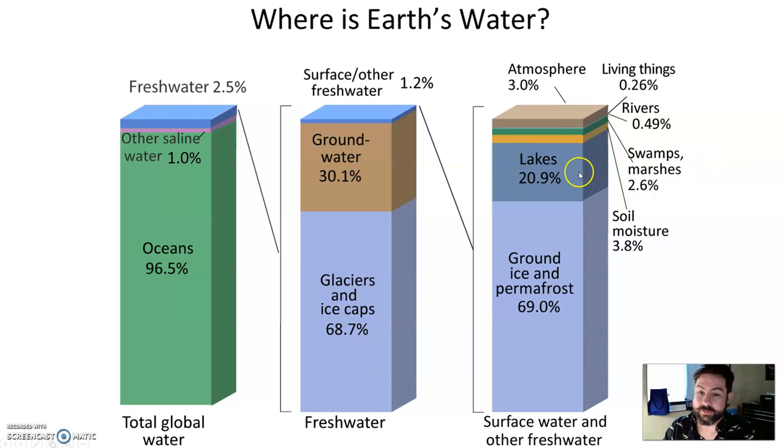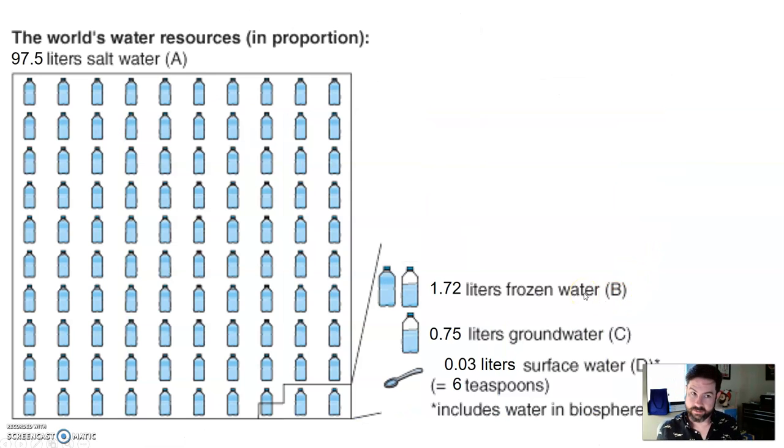So, only 0.9% of 1.2% of 2.5% is lakes. Then we have moisture in soil, not frozen, swamps and marshes, rivers, just a small little slice, living things, and then the atmosphere. So these are just slices of a slice of a slice. To put that into context, if I had 100 bottles of water, 100 liters of water, 97.5 of those would be salt water. We really can't do much with that.